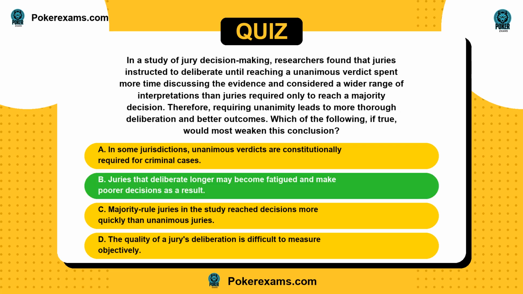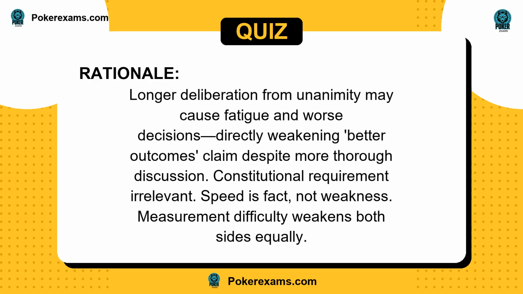The answer is B. Longer deliberation from unanimity may cause fatigue and worse decisions, directly weakening the better outcomes claimed despite more thorough discussion. Constitutional requirement is irrelevant. Speed is a fact, not a weakness. Measurement difficulty weakens both sides equally.